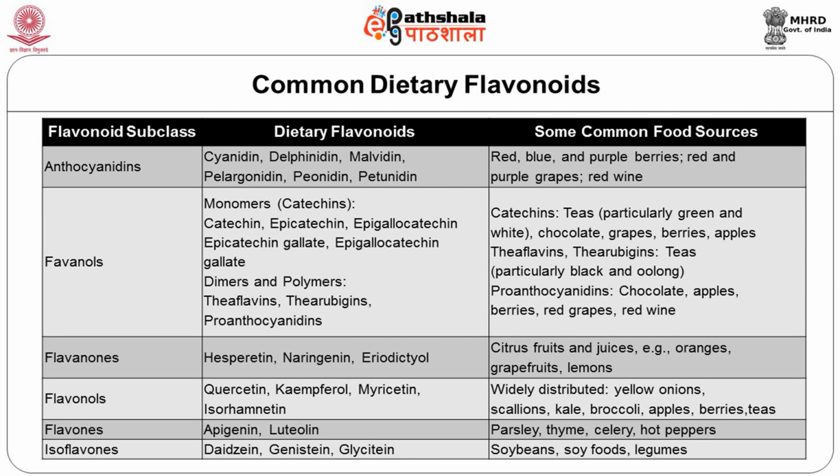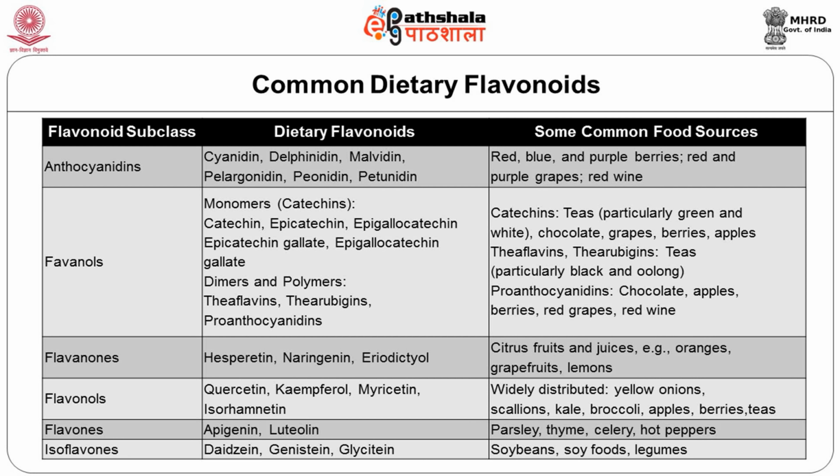Now the other class of flavonoid is the flavonols. Quercetin, kaempferol, myricetin, isorhamnetin are the dietary flavonoids. The rich sources are widely distributed in yellow onions, scallions, kale, broccoli, apples, berries, peas. Particularly, you might have heard about quercetin in onions as well as in grapes. In the flavones group, the dietary flavonoids are apigenin and luteolin, and the food sources are parsley, thyme, celery and hot peppers.